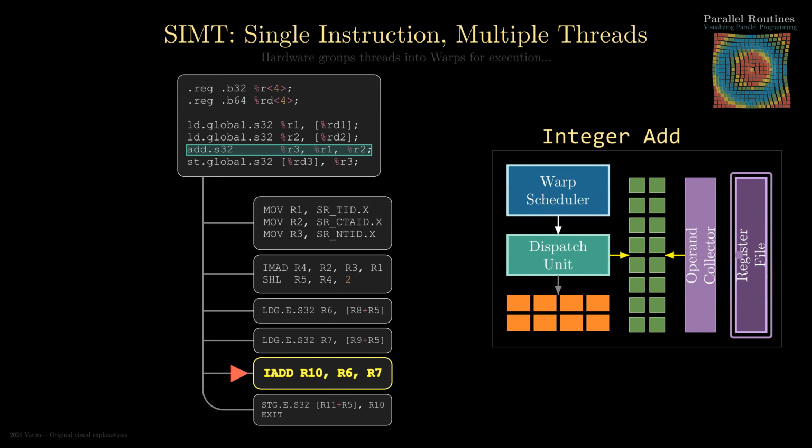With data finally in registers, the integer ALUs spring into action. All 32 threads execute their additions simultaneously. Operands flow from the register file through the operand collector to the execution cores. The addition completes in a single cycle per warp, lightning fast compared to memory access.